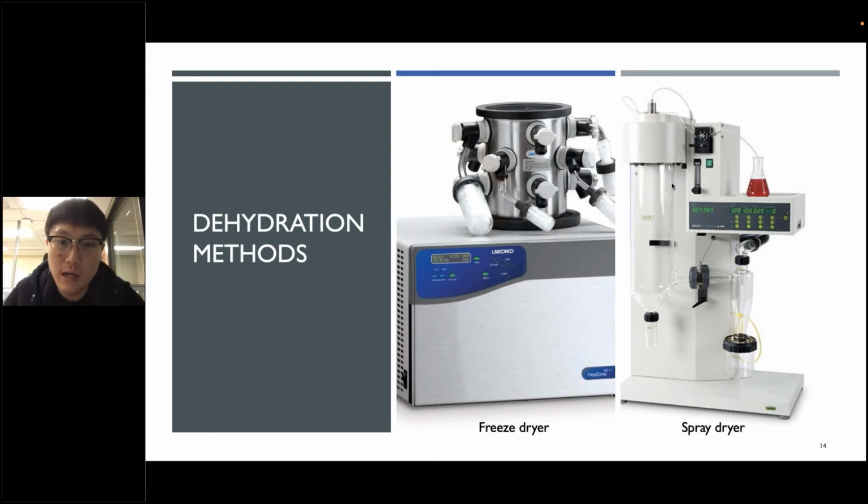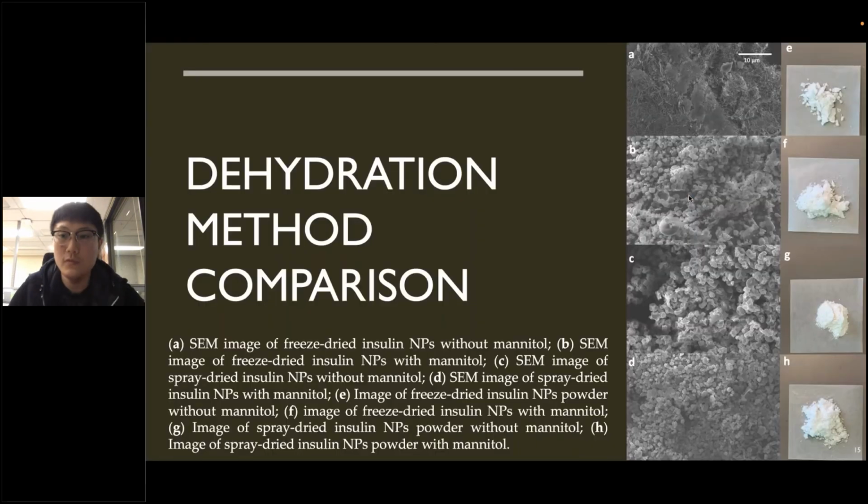And to compare them, for both methods, I tried samples with a bulking agent or without a bulking agent. And the bulking agent I used in this research is mannitol. So based on the result, we can see that the first one is the sample I spray dried without the mannitol, and the second one is the sample I spray dried with mannitol, and the third one is the sample I freeze dried without mannitol, and the last one is the sample I freeze dried with the mannitol.